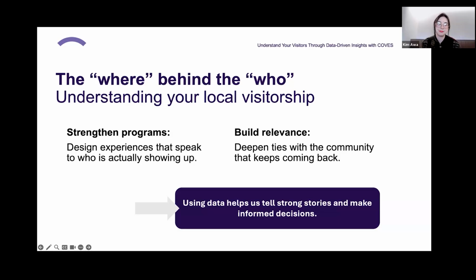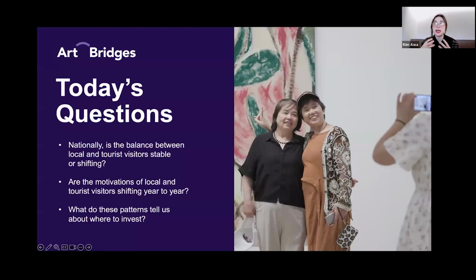Next slide. So with that in mind, today I'm going to talk about three key questions. Again, as Maria mentioned, all through the lens of national patterns. So first, is the ratio of local and tourist visitors stable, or has it shifted over the past 3 years? And then the next two questions get at what's actually bringing people through the door. Are motivations for local visitors staying the same or are they changing? And the same perspective with tourists, stable or shifting.